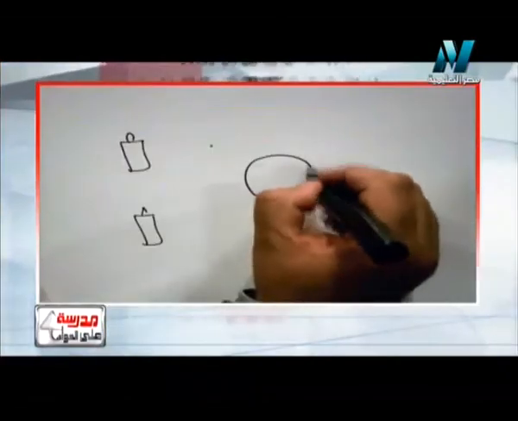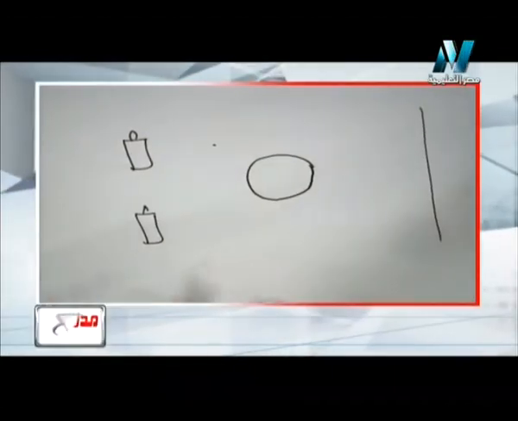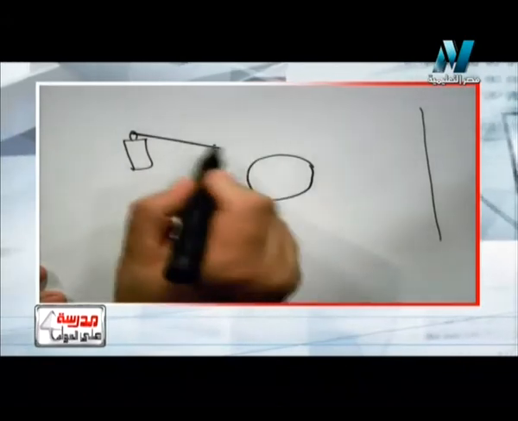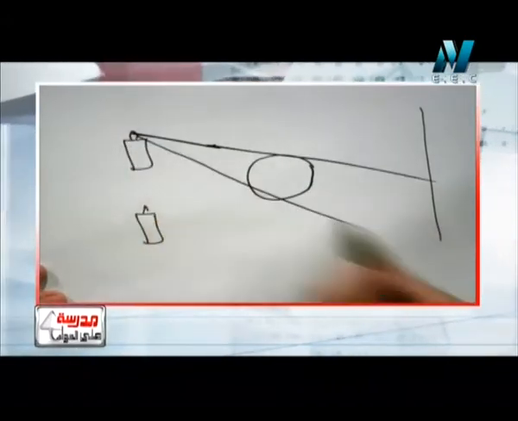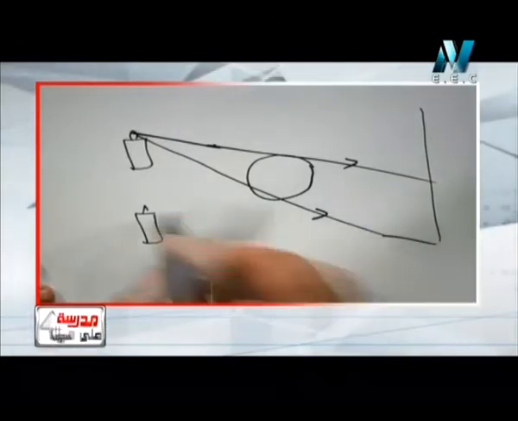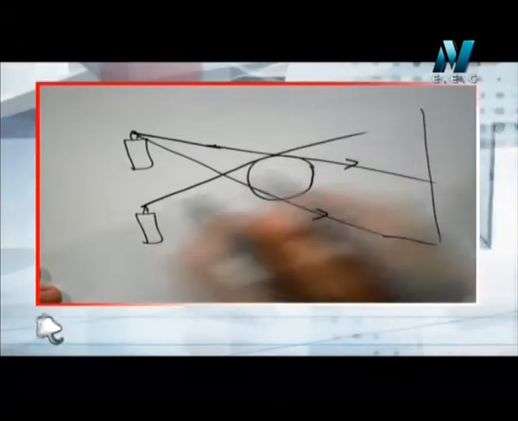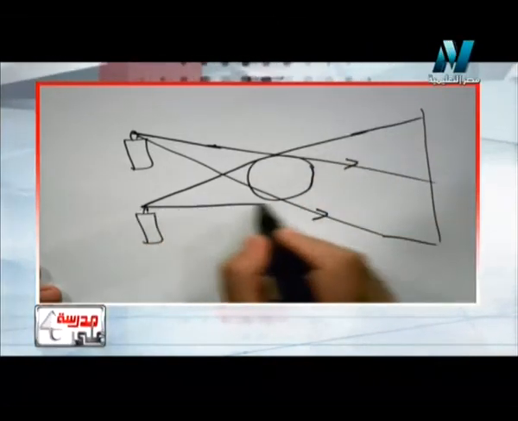Okay? Imagine that we have two candles like this, two candles. Okay? And okay, نرسم مع بعض. Imagine that we have two candles and a spherical shape like a plate and a wall. What happened here? We know that light travels in a straight line, as we have studied in primary 5. So what about the light from the other candle? Also, light travels in a straight line from the other candle.